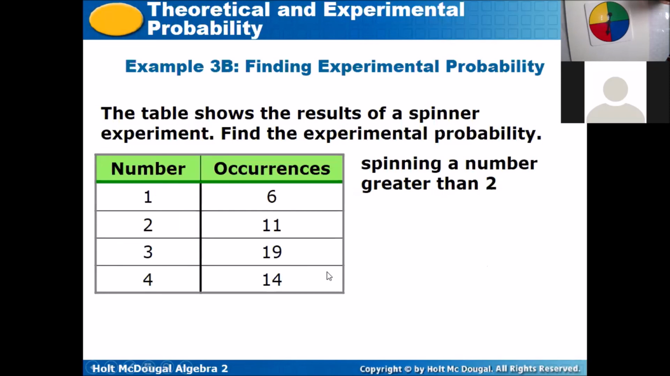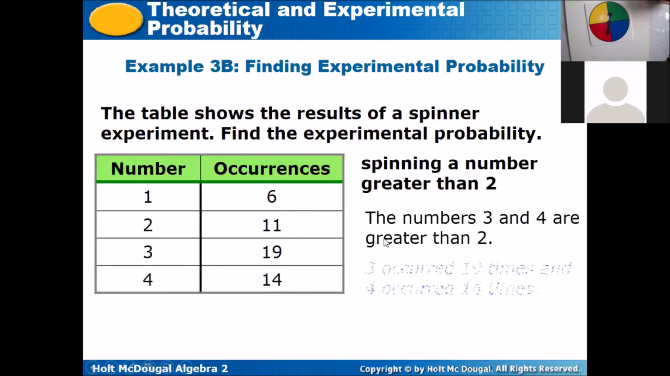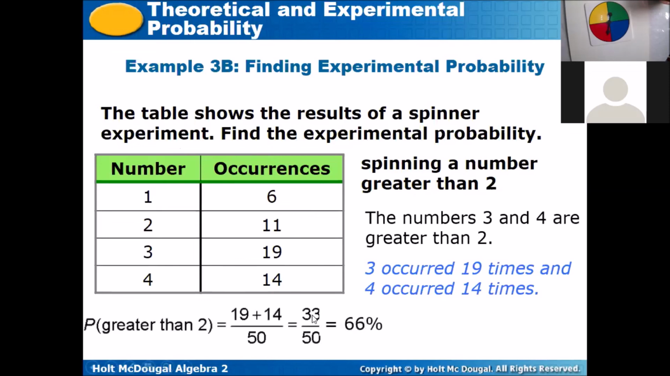Does everybody understand? Okay. So now this time it says the table shows the results of the spinner. We didn't change the table, but this time it says spinning a number that's greater than 2. So that would mean we would be counting all the outcomes for 3 and for 4. So we would add the 19 to the 14, and that would be 33. And again, it was spun 50 times. So that's going to be 0.66 when we divide the 33 by the 50, and we multiply that by 100 to get the percentage. So that's 66%.